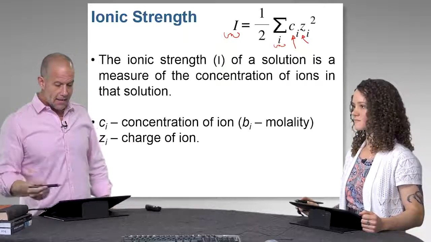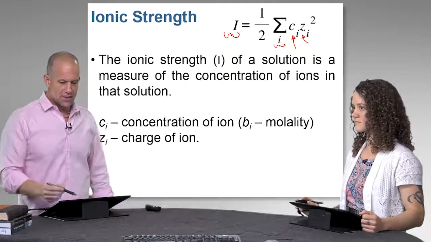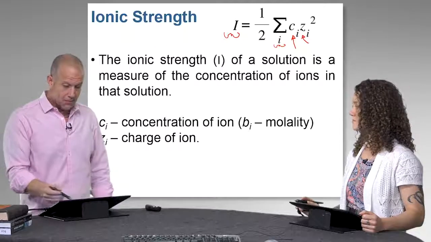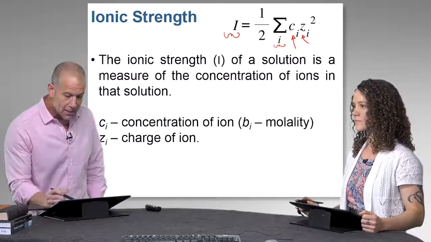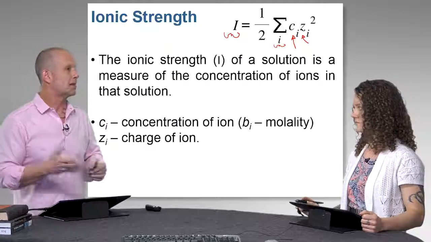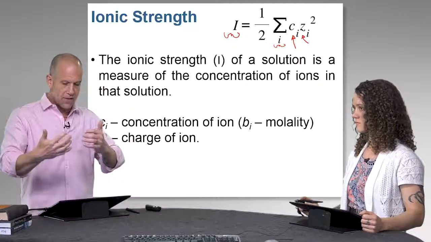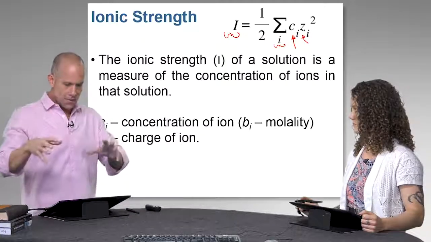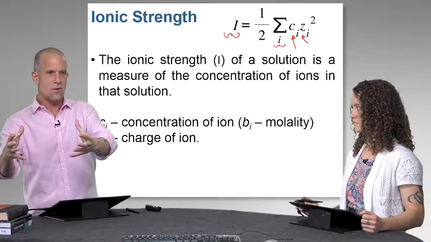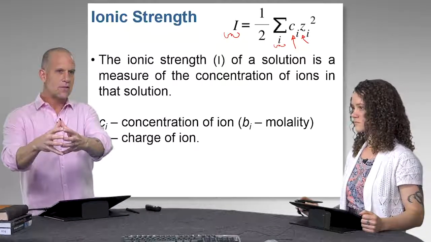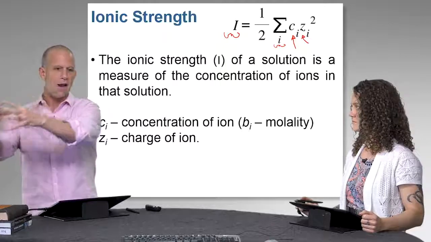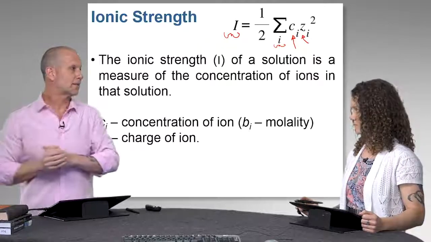Sure. And why does it have this form? Well, like we said, it's a measure of the concentration, so you can understand why we're going to sum it up, right? That's pretty obvious. For each ion, we take its concentration and its charge squared, multiply those two together, and then for each different ion, we just sum all those things together.